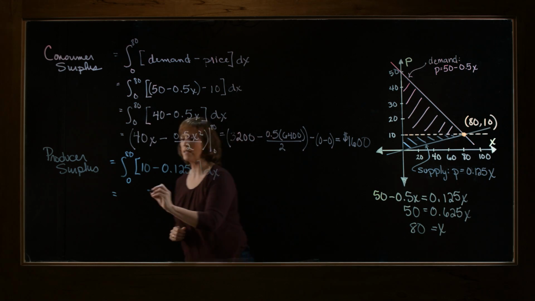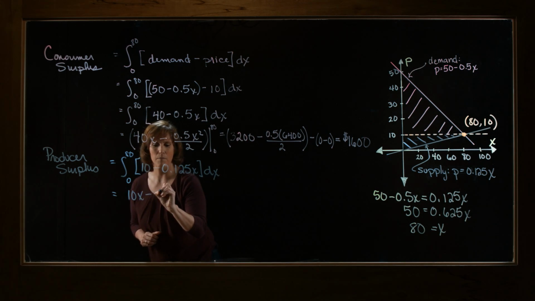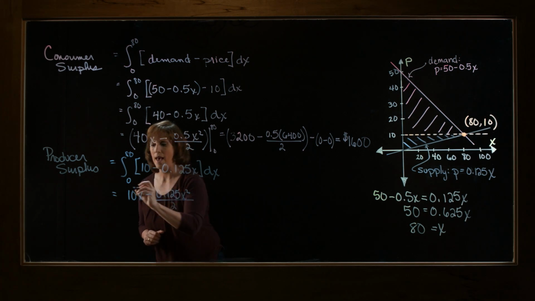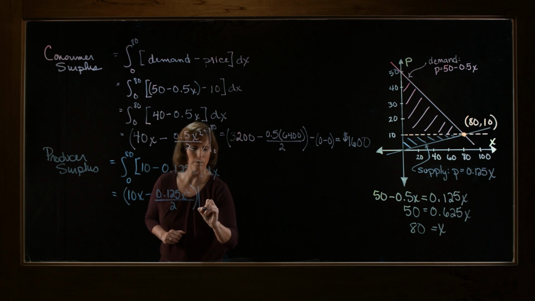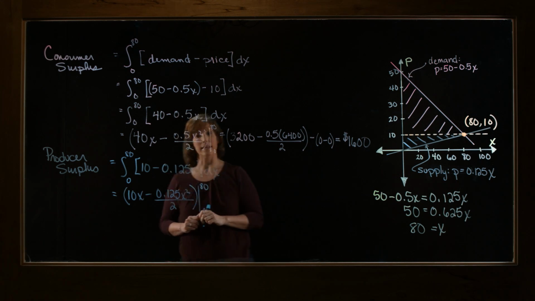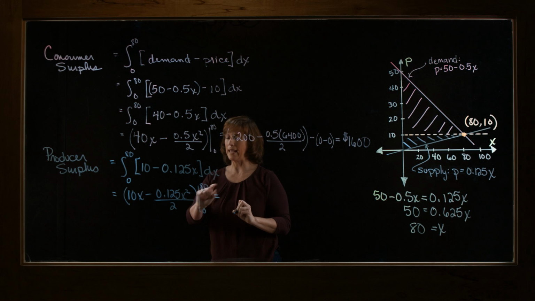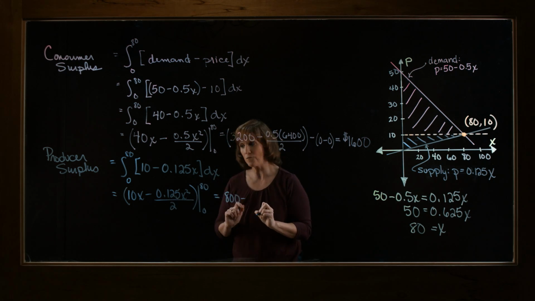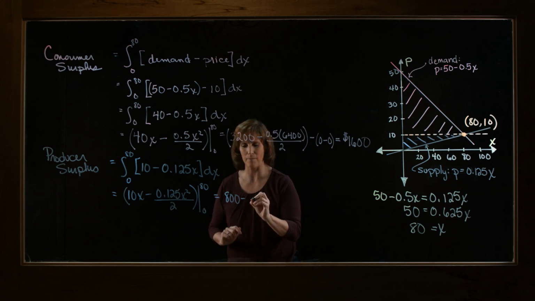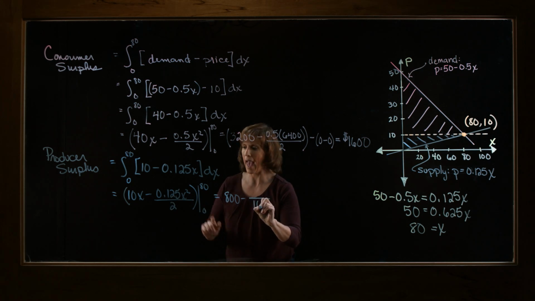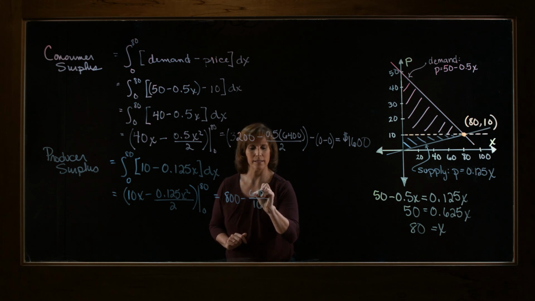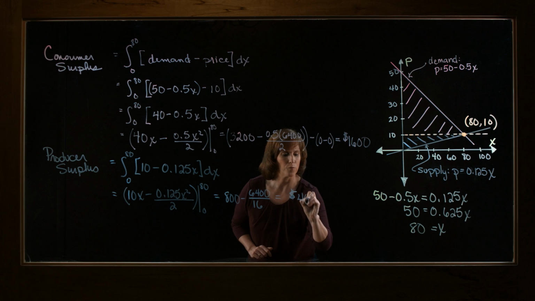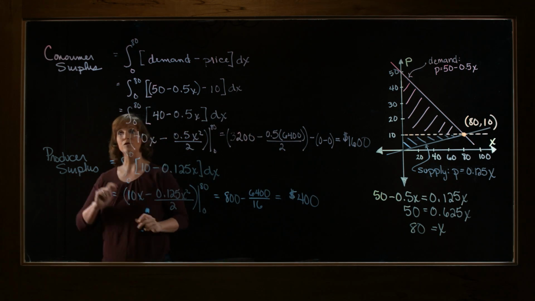Okay, it's time to integrate. So I have 10x minus 0.125x squared divided by 2. And I'm going to evaluate that from 0 to 80. Plugging in the upper limit, I'm going to have 800 minus, and 0.125 is the same thing as 1/8. So 1/8 divided by 2 is 1/16, and 80 squared is 6,400. When you do this number crunching, you end up with $400 for the producer's surplus.